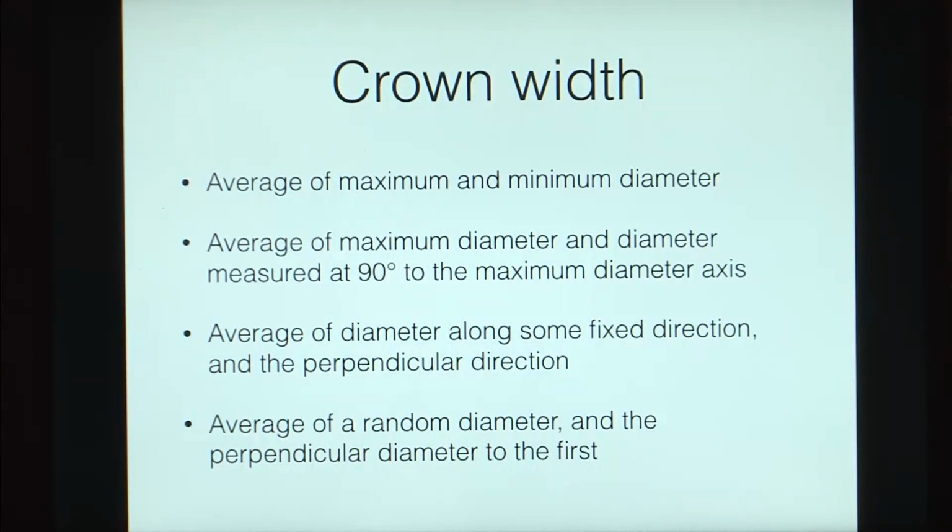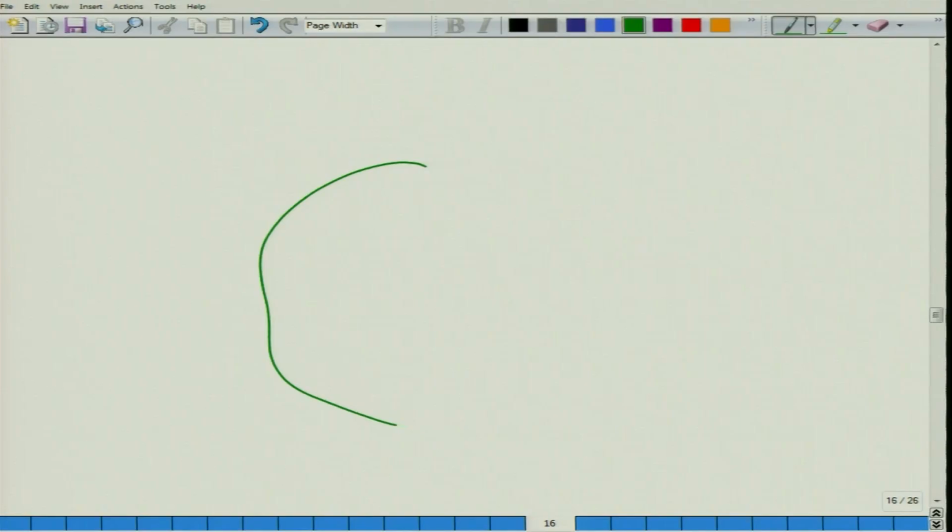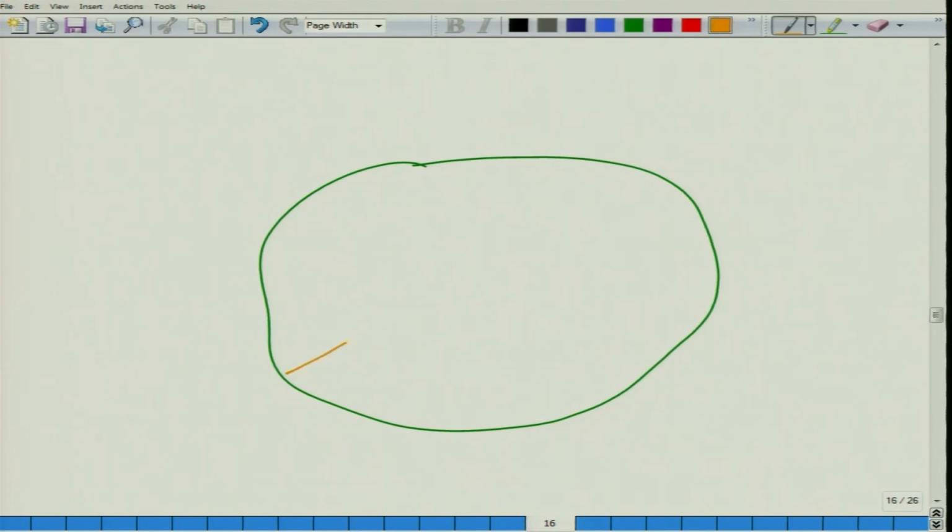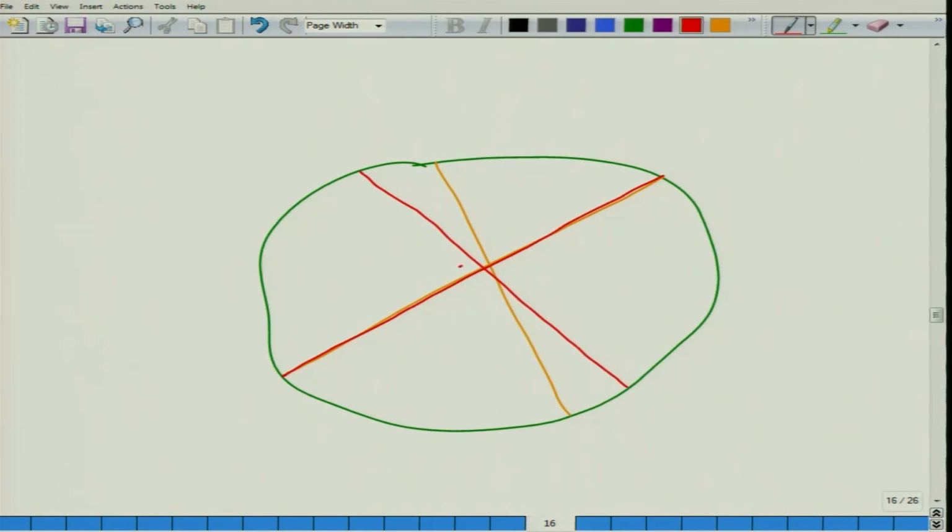So, what are these maximum and minimum diameters? Maybe if you have your tree, if this is your canopy, then maybe this is your maximum diameter and this is your minimum diameter. So you could take it like this, or else you can take the maximum diameter and then take a position that is 90 degrees to it, and call this your second diameter.